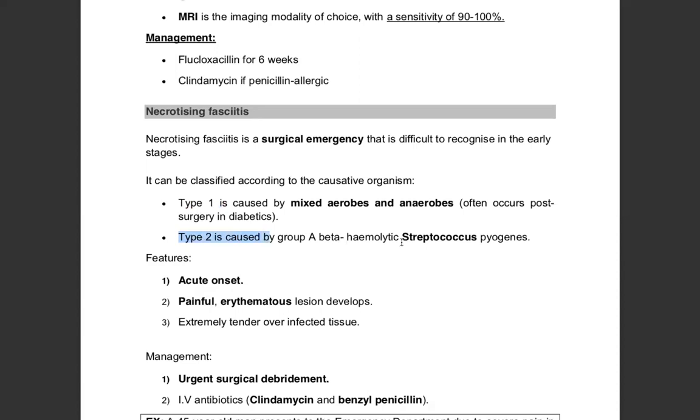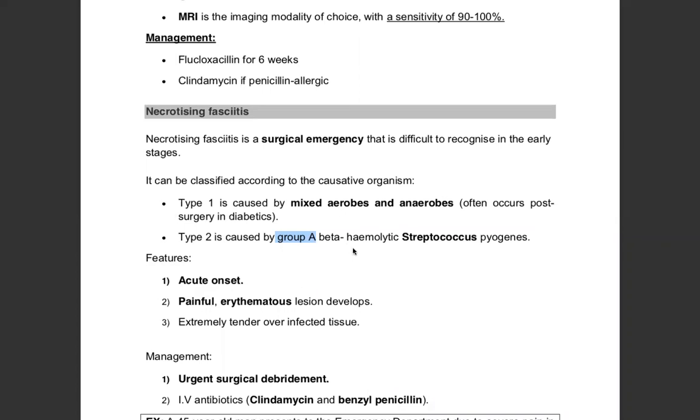And type 2 is caused by Streptococcus pyogenes. This is a single organism. Okay, this is not a mixed one. This was also in a question, so every single line is actually important. So type 2 is caused by group A beta hemolytic Streptococcus pyogenes, as we have done, right? This is group A, the beta hemolytic, the full hemolysis. Okay, so this is type 1 and type 2.